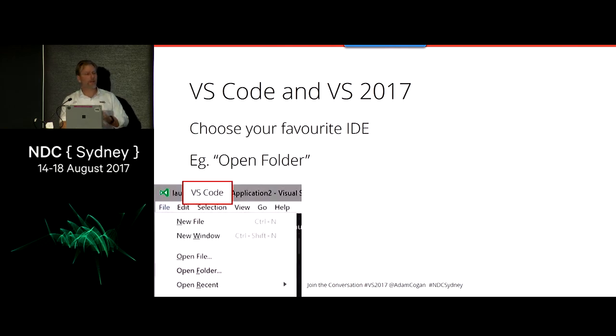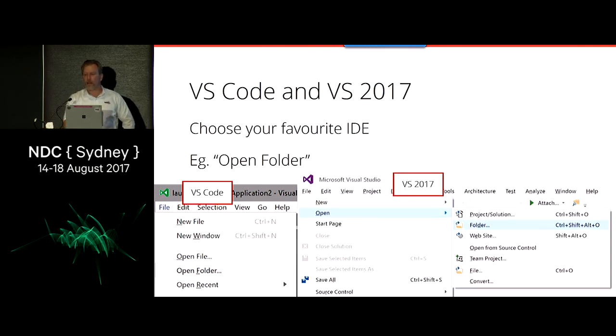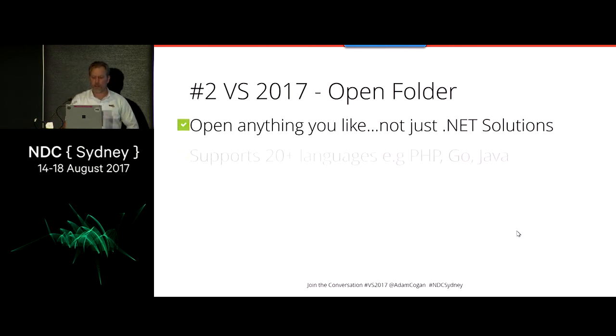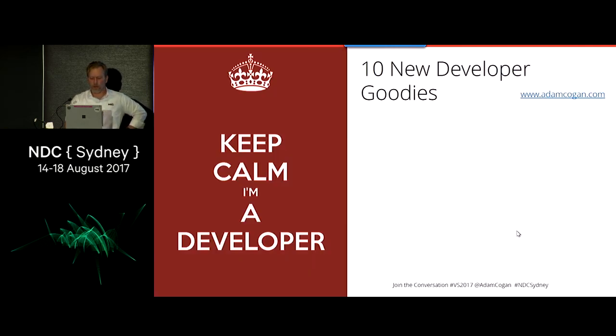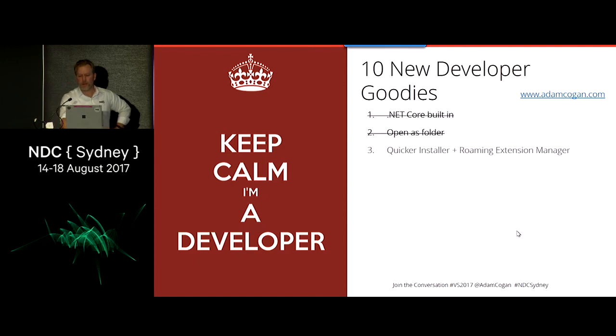Okay, let's talk about some cool things that it does. We've got VS Code. You can go File, Open Folder, and that is a big shift forward. We aren't tied to solution files anymore. We probably should have got this a long time ago, but we have it now, and it makes it work very easily with web projects. Okay, so that's very nice. I want to tell you about a few other things. The main developer goodies in there. So I've told you, .NET Core is built in. Open as folder. Let's talk about some others.